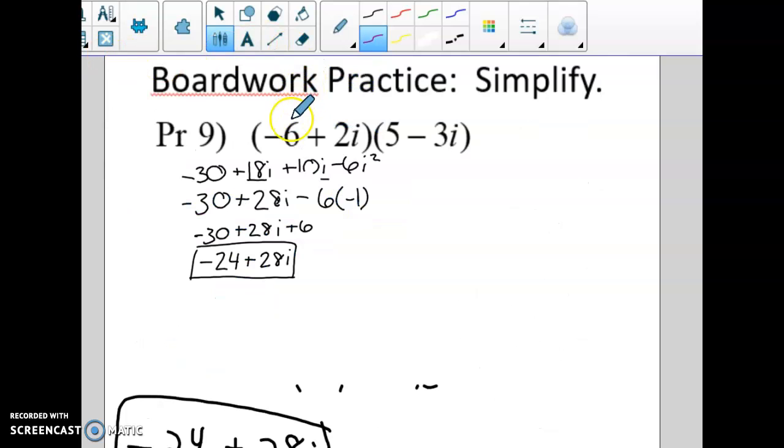So next was a FOILing problem. So we have this times this, negative 30, and then this times this, and this times this, which gives us positive 10i minus 6i squared. But i squared gets removed. This has major repercussions later on. Because we can remove the i, we end up with negative 24, because negative 30 plus 6.